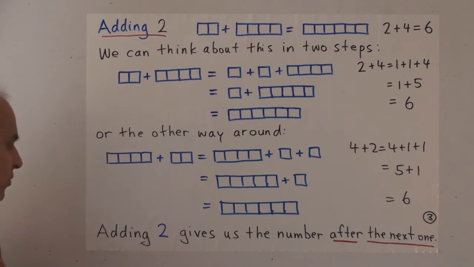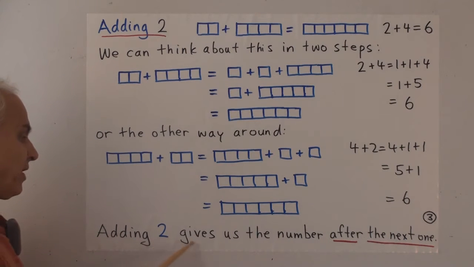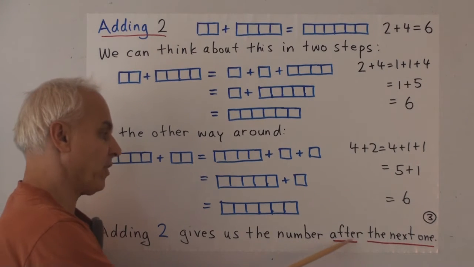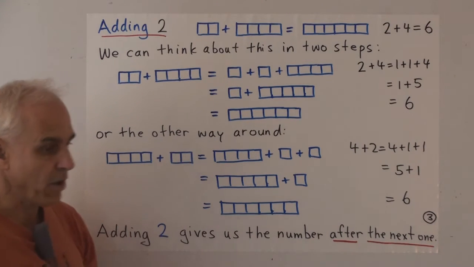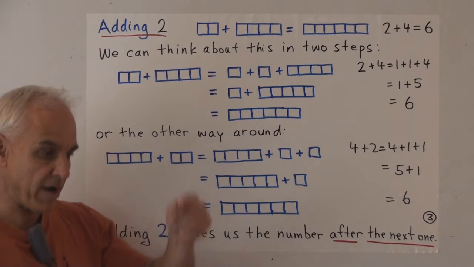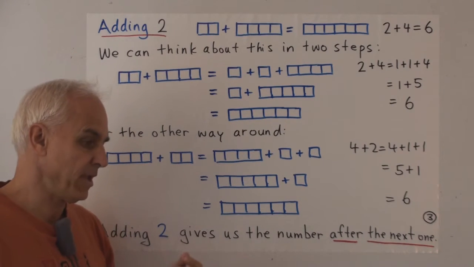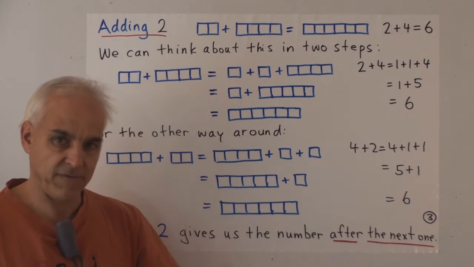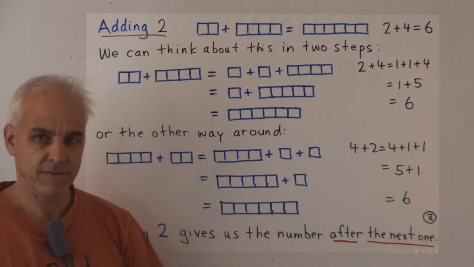And a little thought shows that another way of saying what's happening here is that adding 2 gives us the number after the next one. So if we add 2 to 4, we're not getting 5, but we're getting the one after that, namely 6. If we add 2 to 3, we don't get 4, we get rather 5. If we add 2 to 7, we go to 9, etc.